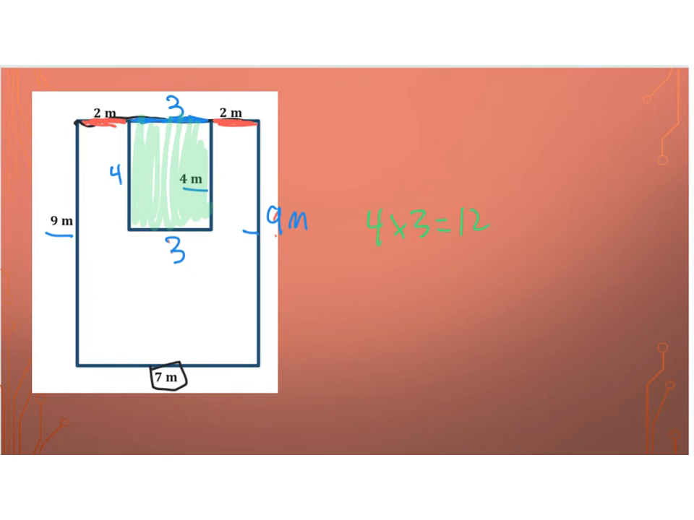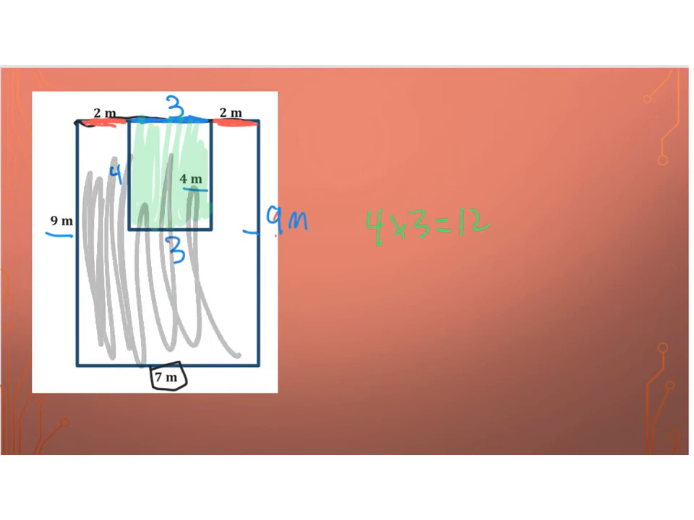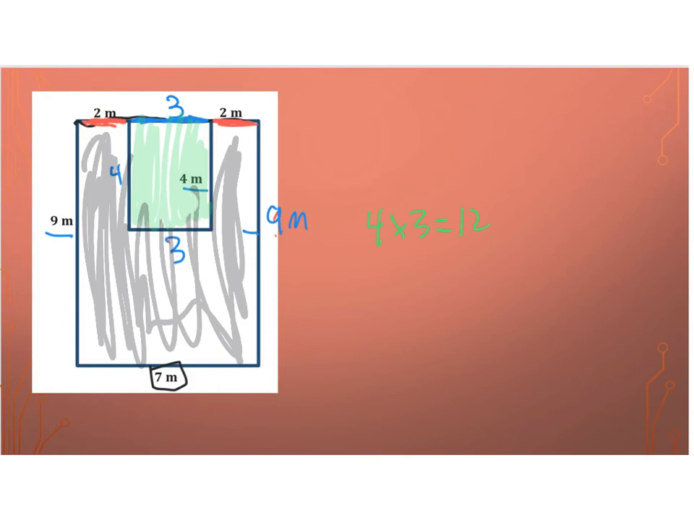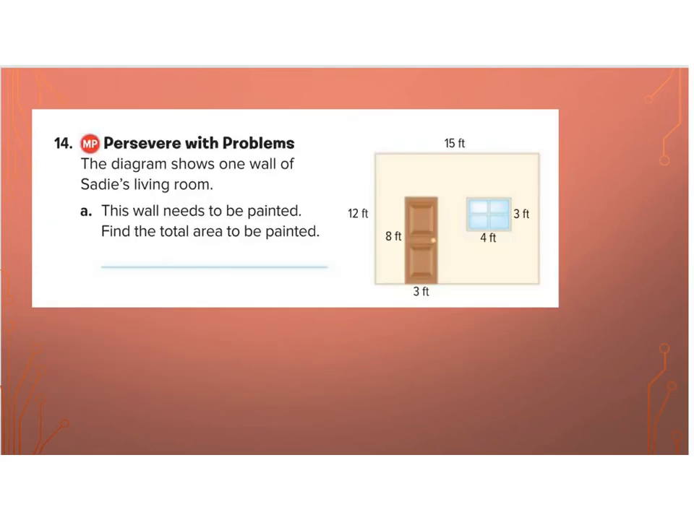And then we would find the area of the big rectangle, which I'll color in gray. Except it shouldn't be right there. And then we would do 9 times 7, which is equal to 63. And if we want to find out just the large rectangle without the green cutout, we would do 63 minus 12, which would give me 51 meters squared. So I hope you're kind of catching on to this. Got one more for us.